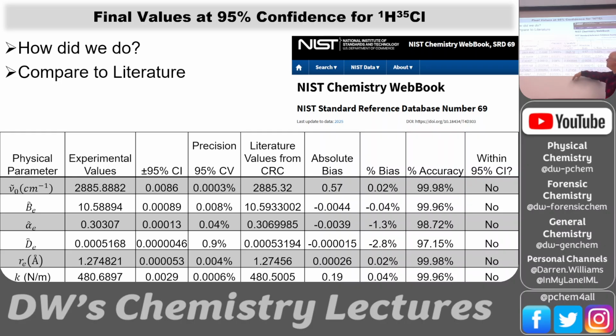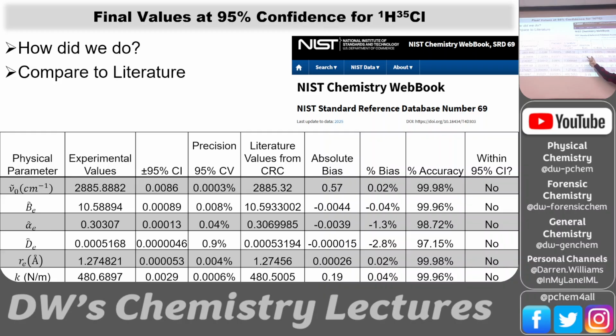And then here's the literature values from NIST. I should say NIST, not the CRC. I went and got these recently. And here they come in really close. Here's our absolute bias. We're off by 0.57 wave numbers here. Look how close we are on the rotational constant and on the alpha E, the rotation vibration coupling, and the centrifugal distortion. Look at that. And then also the bond length, and then the force constant here. So here's our bias. This is the absolute amount that we're off in terms of wave numbers here, angstroms here, and newtons per meter here.